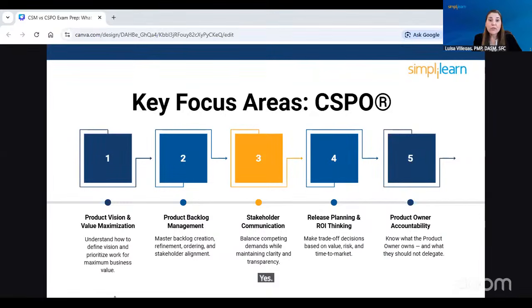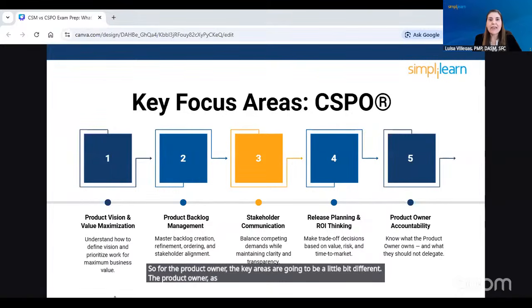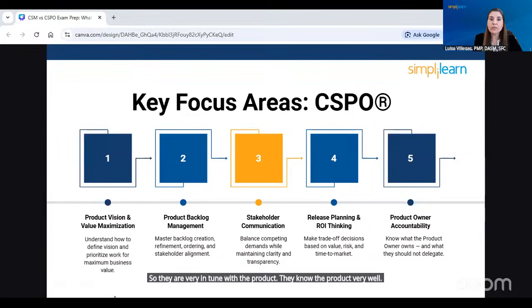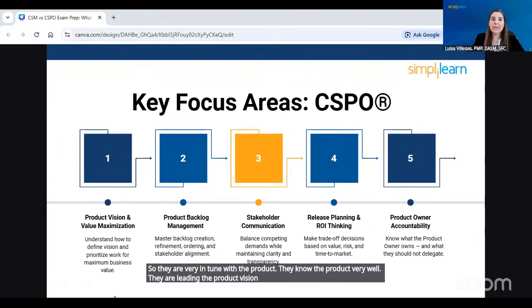So for the product owner, the key areas are going to be a little bit different. The product owner, as the name says, is focused on the product itself. The Scrum Master focuses on process, the product owner is focused on product. So they are very in tune with the product. They know the product very well. They are leading the product vision. Where do we want to take this product?